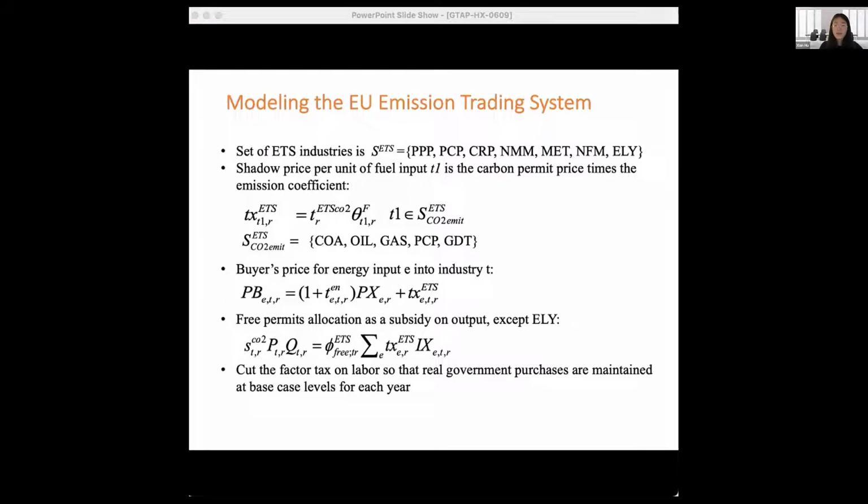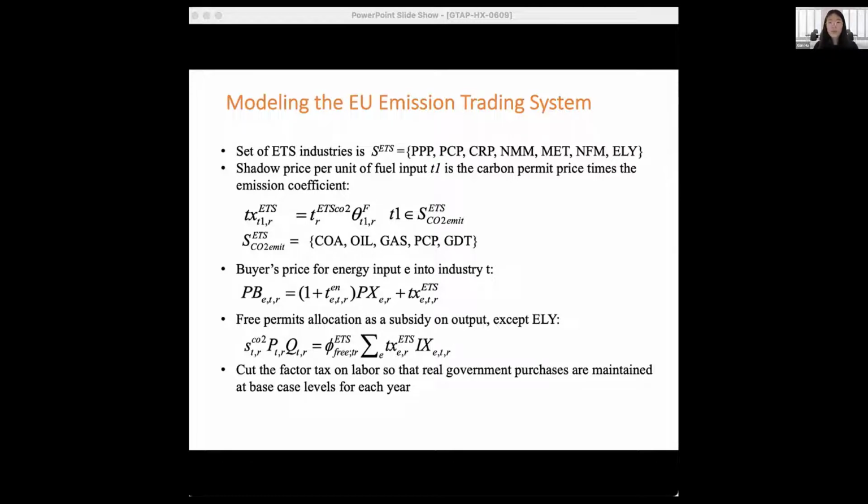So how do we model the ETS case? We denote the ETS-covered industries by SETS. First, we calculate the shadow price per unit of fuel input. This is the carbon permit price times the emission coefficient. Then the producers in ETS sectors are required to have permits for each ton of CO2 from the fossil fuels used. So we calculate the buyer's price of energy input E to producers in ETS industries, that is PB, including the permit price.